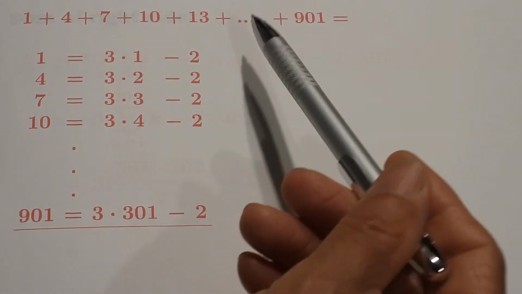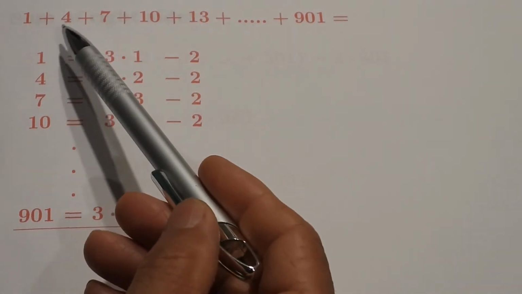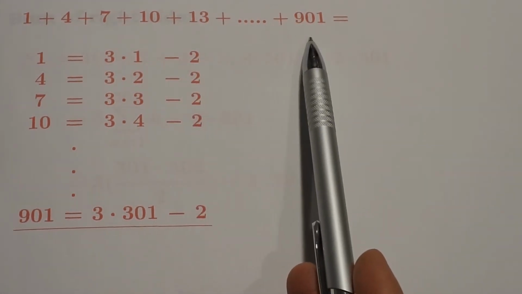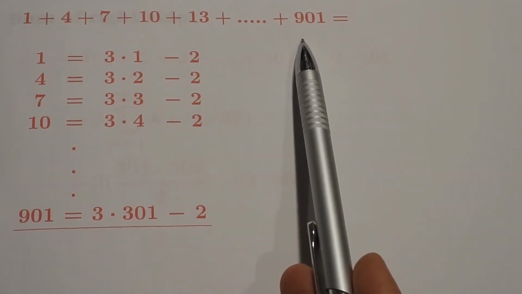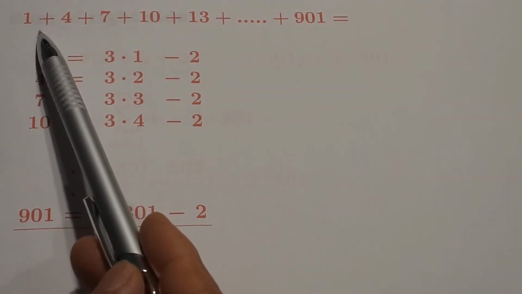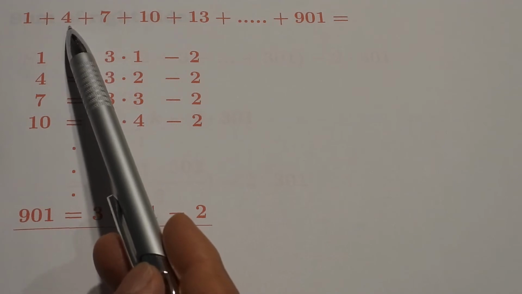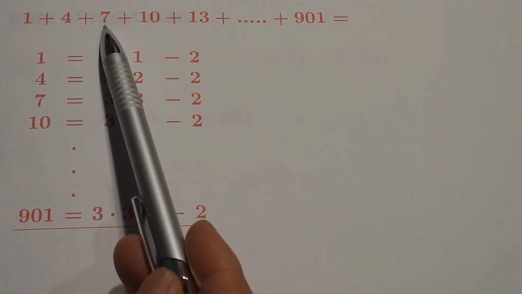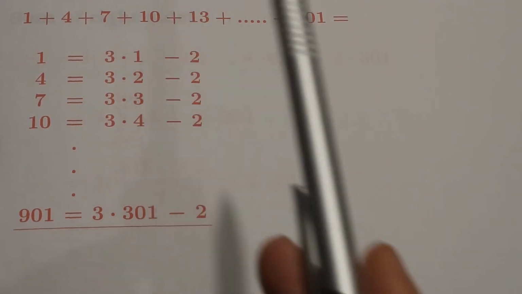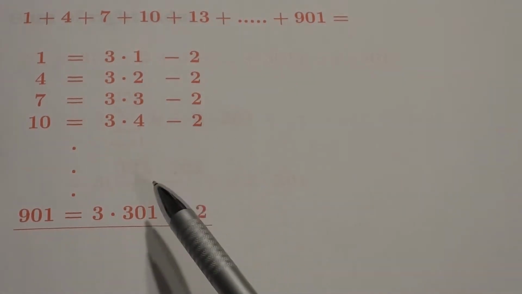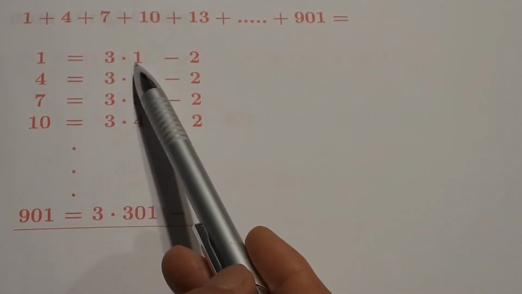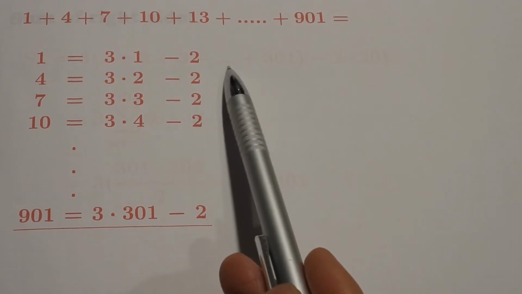Okay, let's see another example here. 1 plus 4 plus 7 plus 10 all the way up to 901. If you look over here, each time it increases by 3, from 4 to 7, 3, from 7 to 10, 3, each time increases by 3, which means 3 times n minus 2 will be the general term.